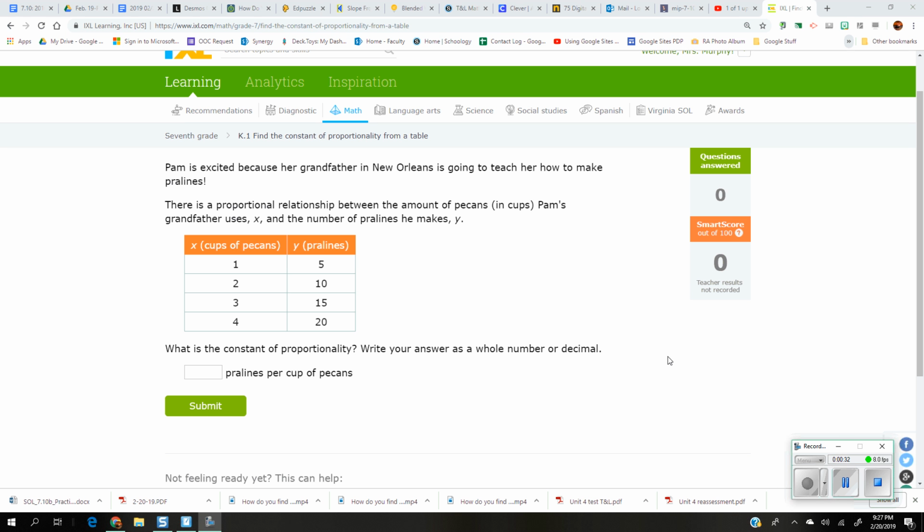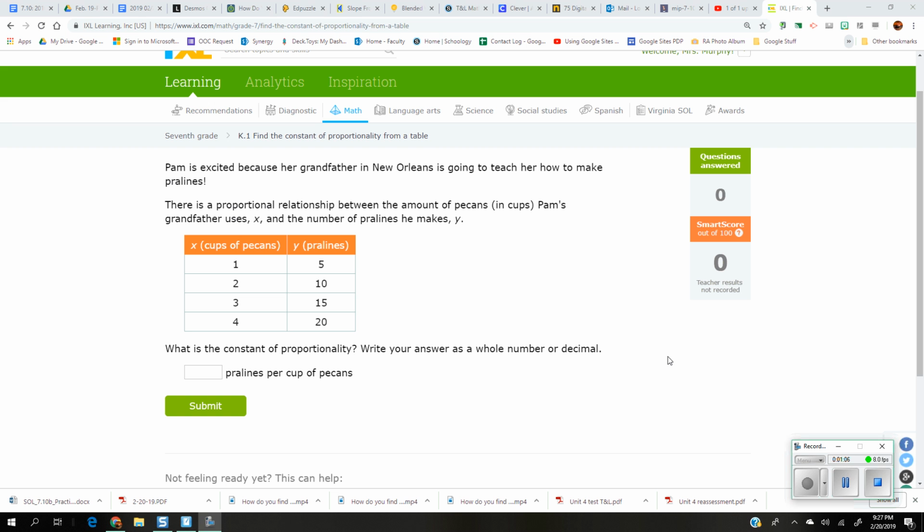All right, I'm going to go ahead and read the first one. So Pam's really excited because her grandfather in New Orleans is going to teach her how to make pralines. There's a proportional relationship between the amount of pecans in cups that Pam's grandfather uses, which is X. So the X stands for the cups of pecans, and the number of pralines that he makes is Y.